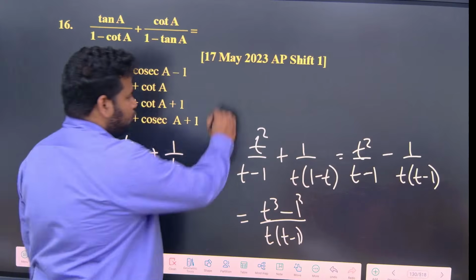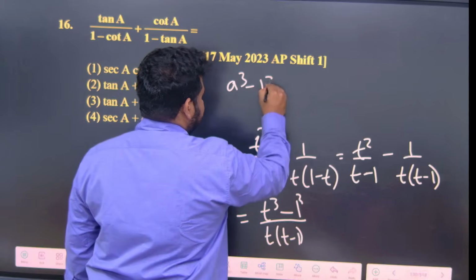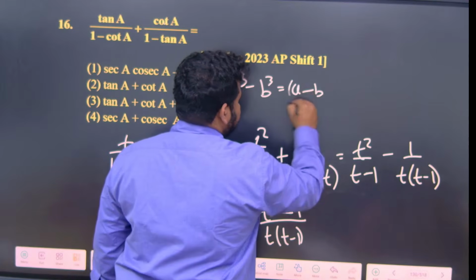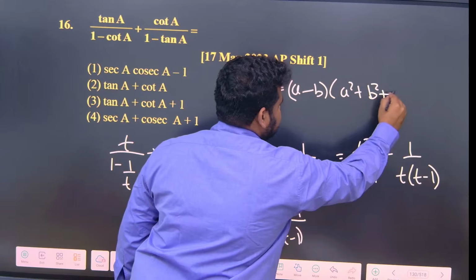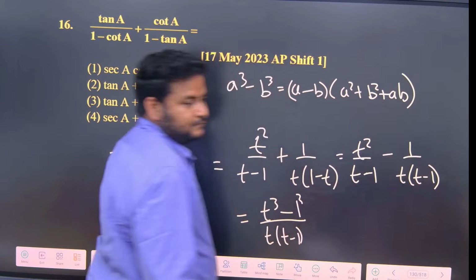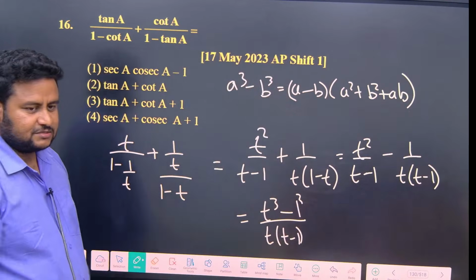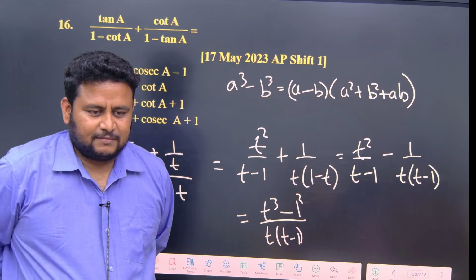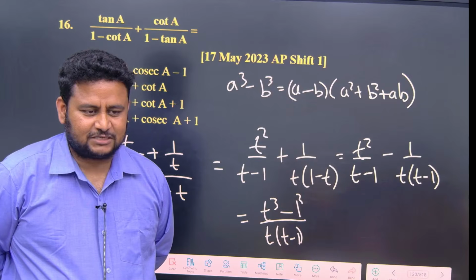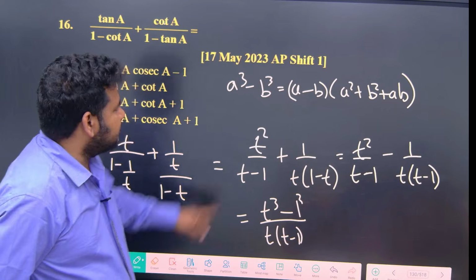a cube minus b cube can be written as a minus b into a square plus b square plus ab. Please write down this formula. One more formula: a cube minus b cube, you will remember like this, a minus b whole cube minus 3ab into a minus b. That is one formula. You have to remember this formula also.